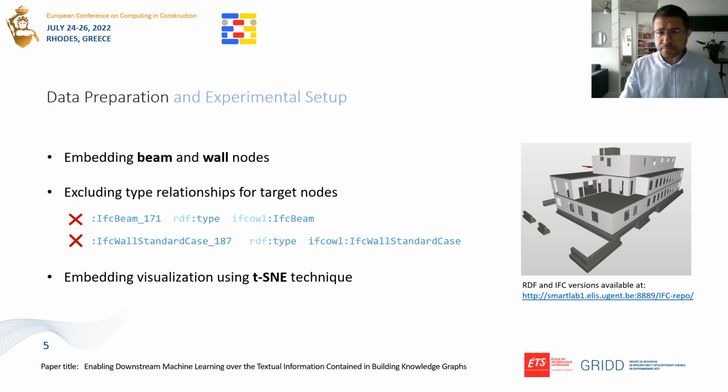When performing the pre-processing of our data, we excluded type relationships for our target classes, which are beams and walls. And the reason for this was to test the algorithm's ability to understand the surrounding contextual descriptions for each of the wall and beam elements, even when the explicit fact about the type of the object was absent from the training data.